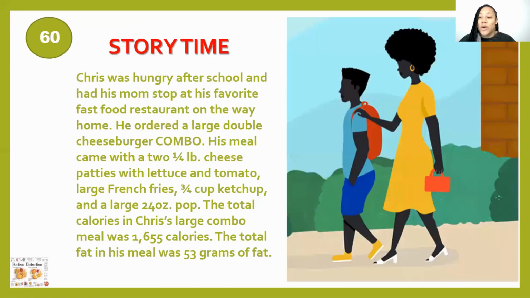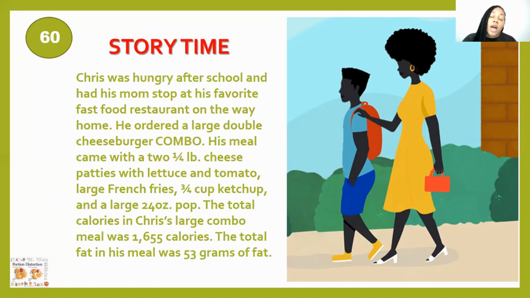You guys know I love stories, so let me tell you a story about a boy. His name is Chris. Chris was hungry after school and had his mom stop at his favorite fast food restaurant. He ordered a large double cheeseburger combo. His meal came with 2 quarter-pound cheese patties with lettuce and tomato. He also had a large fry in his combo. He used about 3/4 cup of ketchup, and he had a large 24-ounce pop.